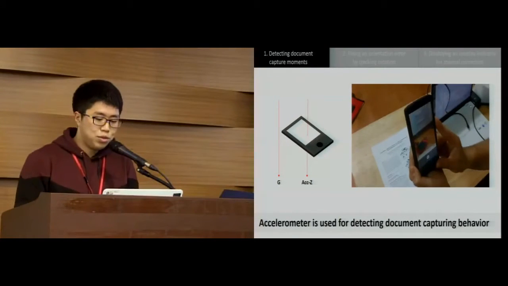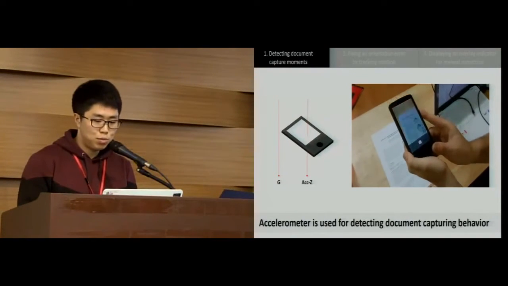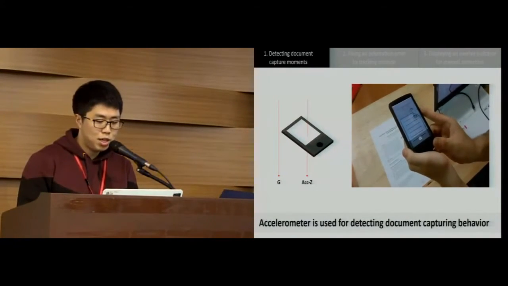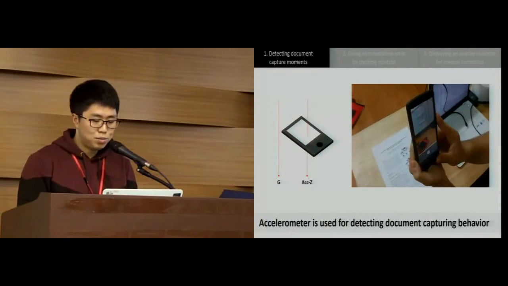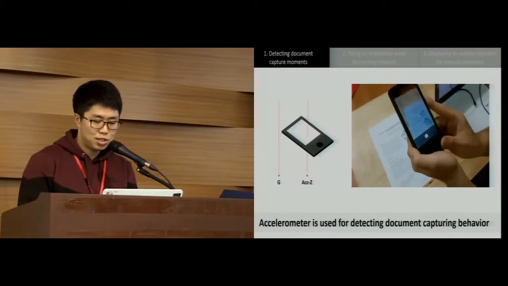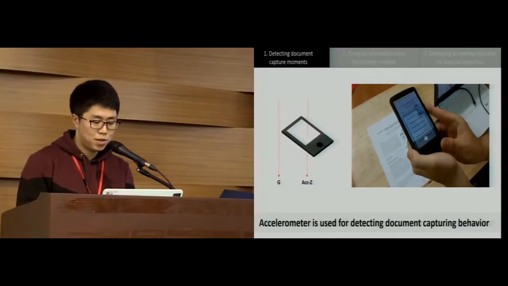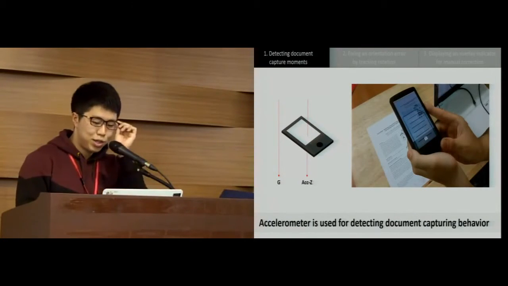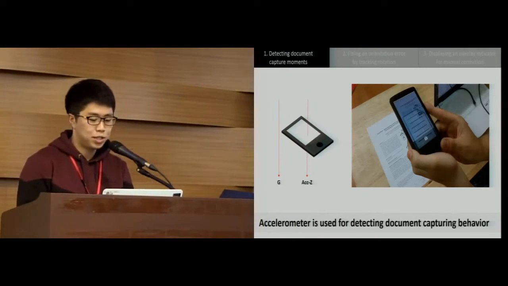In this video, you can find how the document capture moment is detected by ScanShot. If the tilt angle becomes closer to the document, like this, the document capture moment is activated. Internally, ScanShot slices the sensor values into 2-second windows and checks whether the average and the standard deviation are within a certain threshold or not.